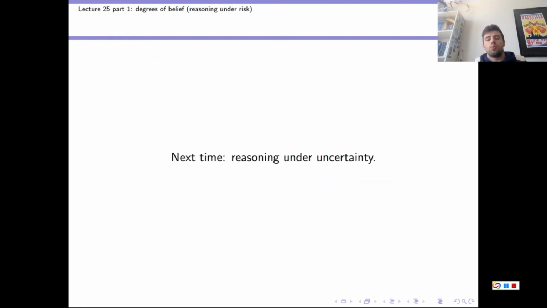Okay, so in the next installment we'll look at how we reason under uncertainty rather than risk, so when the probabilities are subjective instead of objective like they have been here.